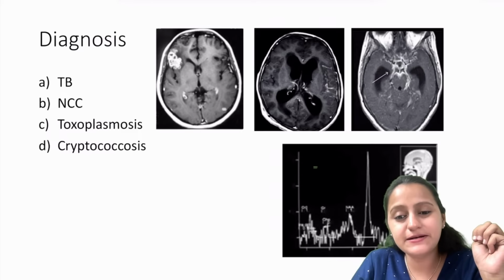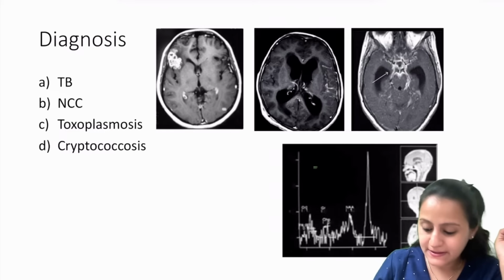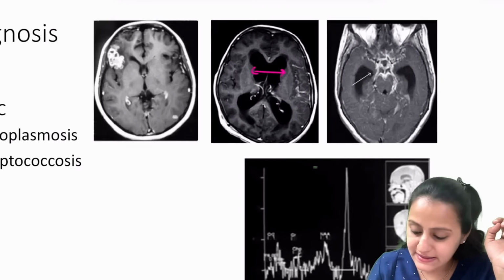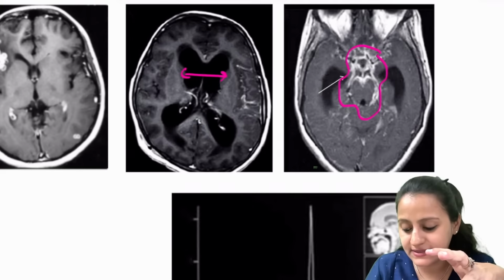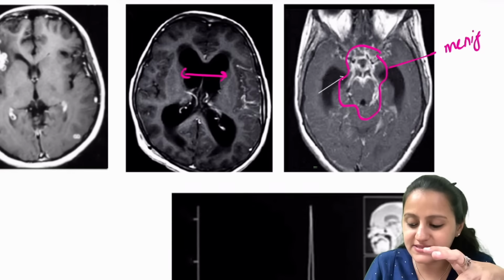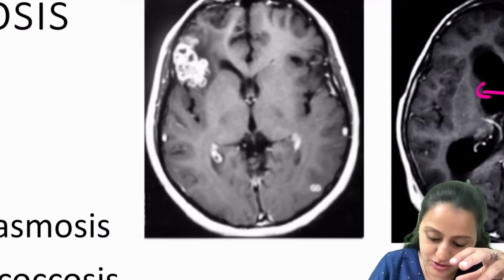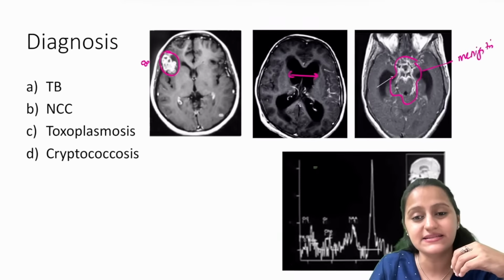What is this one here? What are the images showing? This is the dilated ventricle, hydrocephalus. These are the meninges which are thick and enhancing. This is meningitis. So hydrocephalus, meningitis, with those ring enhancing lesions forming a conglomerate lesion like this.